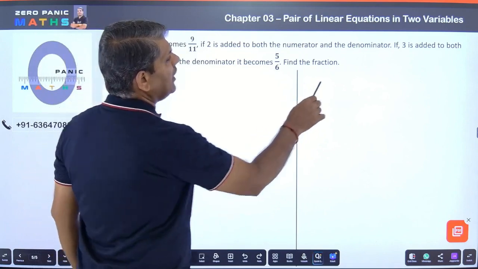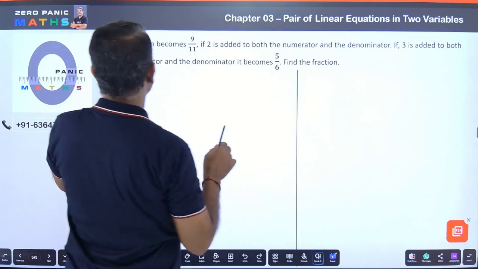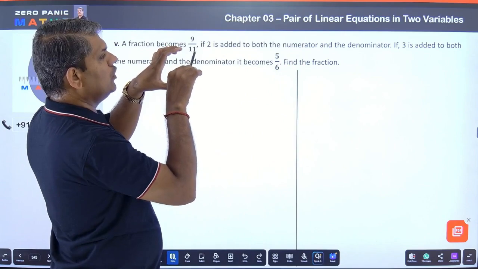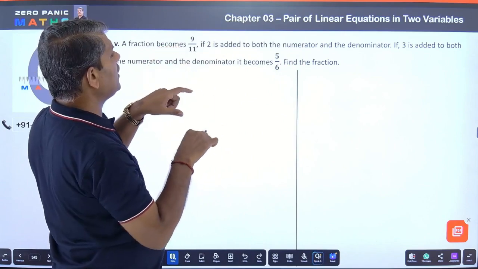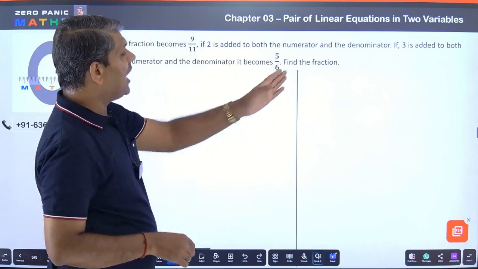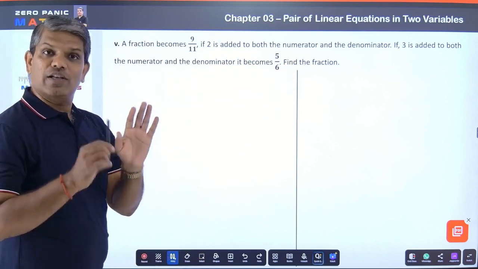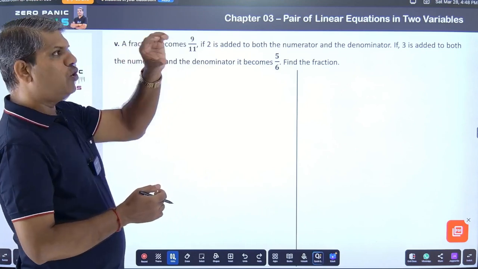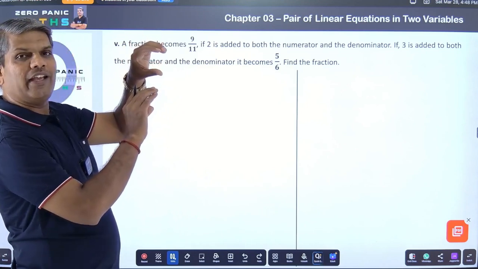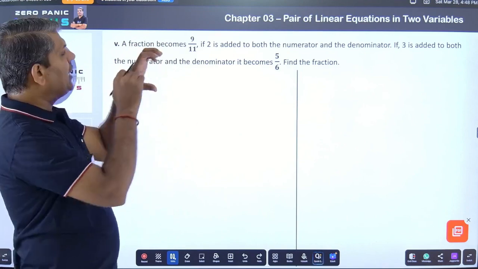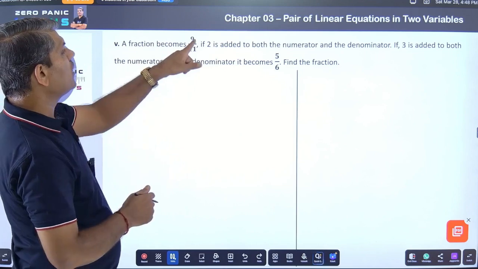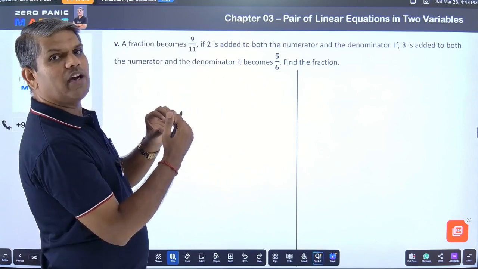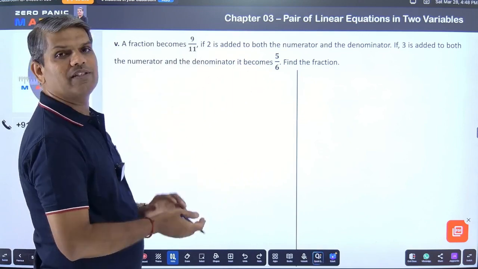And if 3 is added to both numerator and denominator, instead of 2, numerator plus 3 and denominator plus 3, it will become 5 by 6. They are asking us to find the fraction. Now assume that the fraction is in the form of x by y, with numerator x and denominator y. So our equations will be x plus 2 divided by y plus 2 is equal to 9 by 11, and x plus 3 divided by y plus 3 is equal to 5 by 6. That should be our required equations.